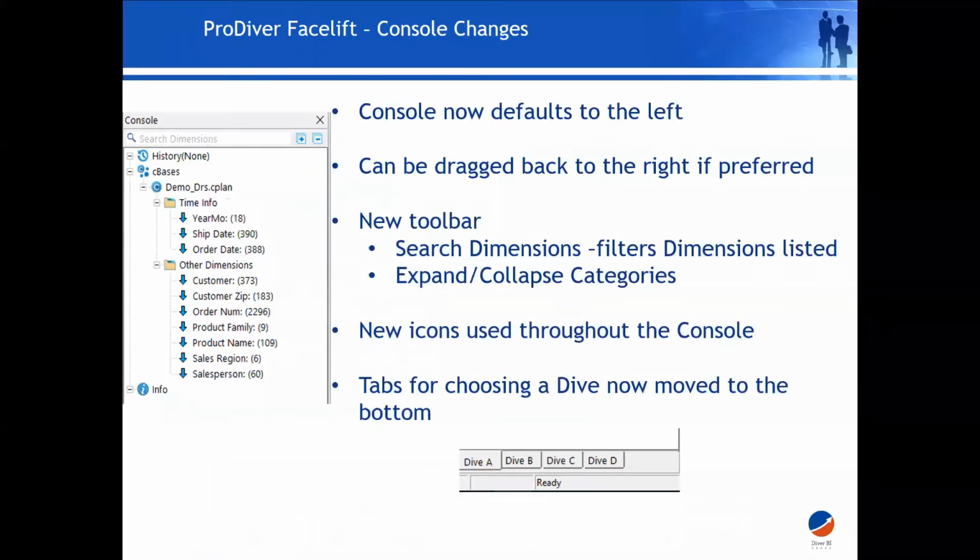Okay, so the first main one is the console changes. The console window now defaults to the left side of the screen. It can be dragged back to the right if preferred. New icons are used throughout the console, including dive arrows, category icons, and the actions listed in the history section. It is more modern looking, with a new toolbar on top for searching dimensions and expanding and collapsing console categories. The tabs for Dive A, Dive B, Dive C, and Dive D have now been moved to the bottom, where previously they were at the top.